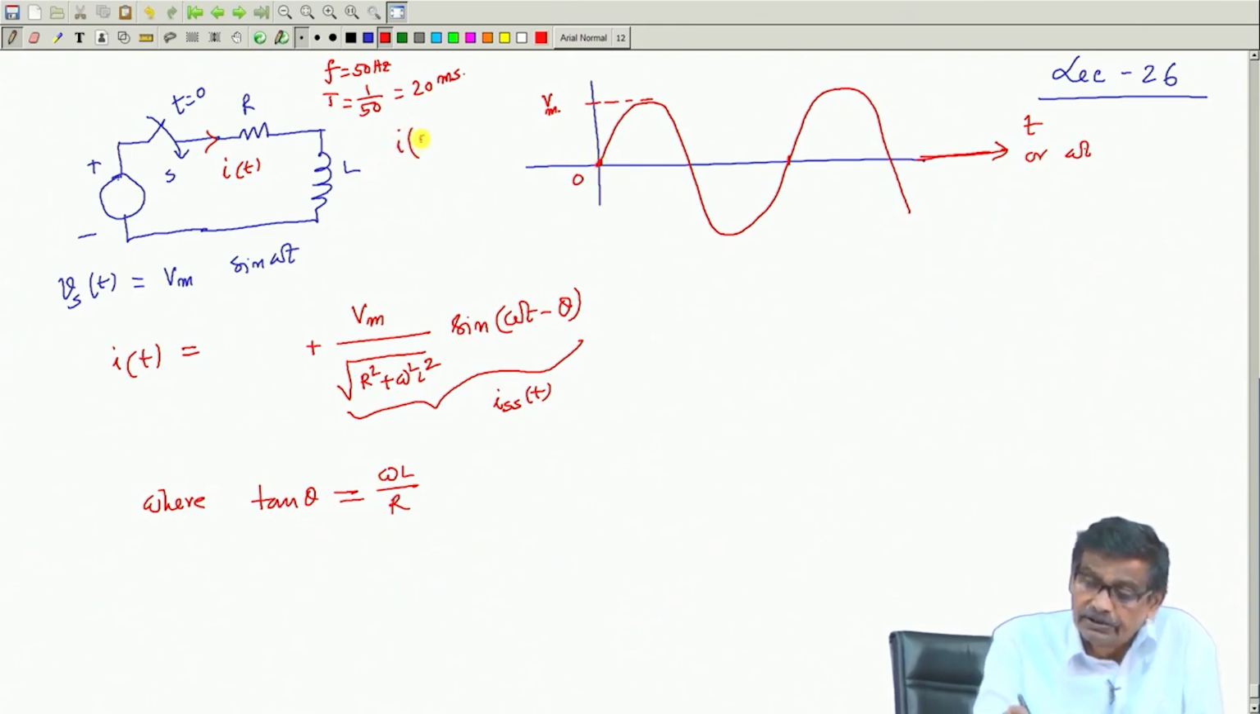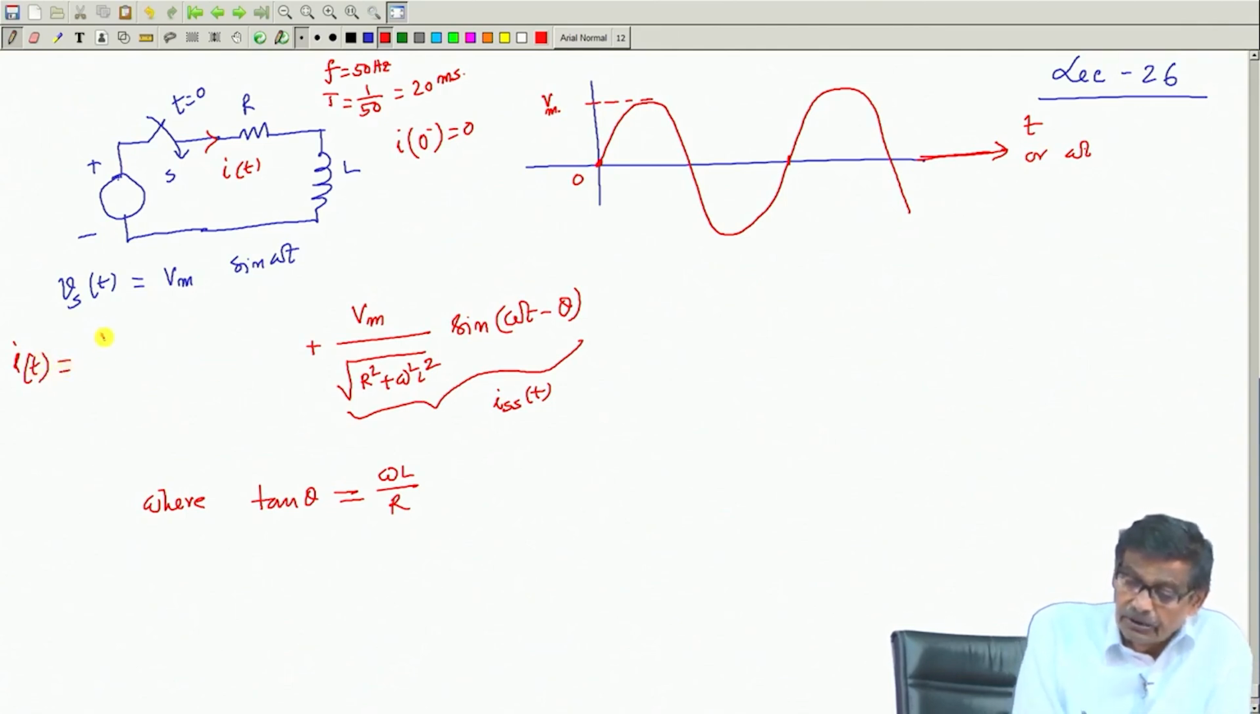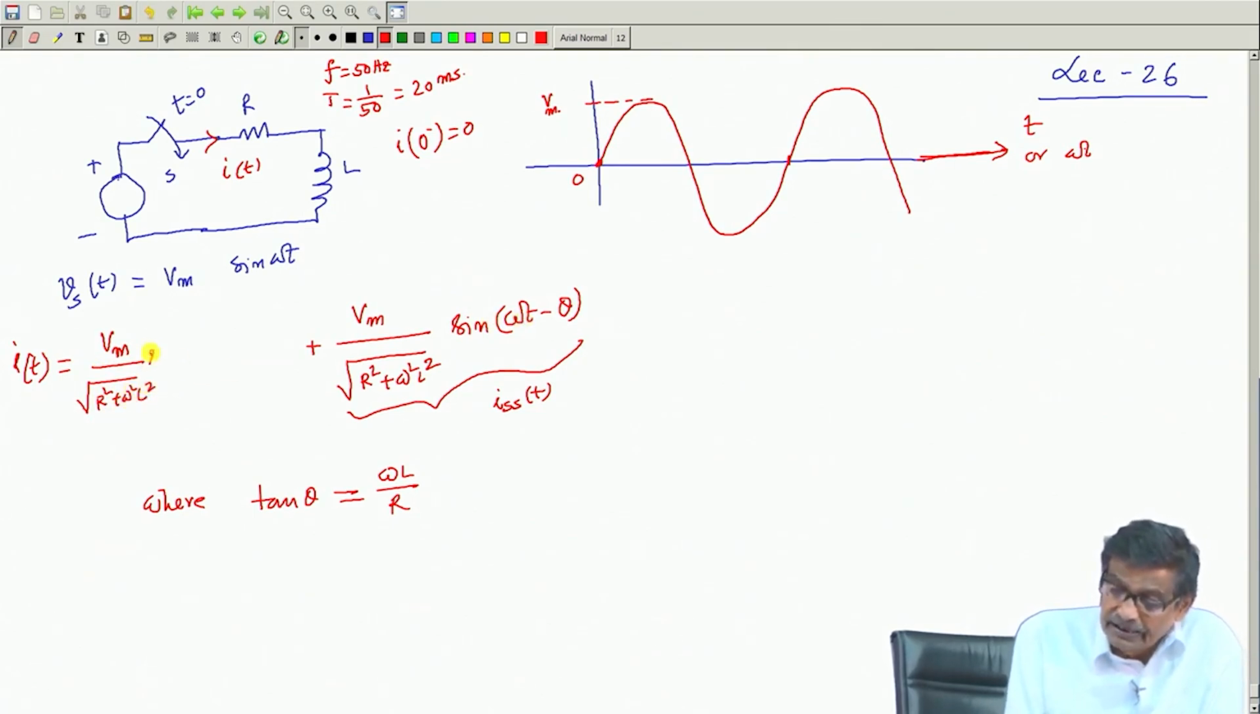the current must start from, suppose I 0 minus was 0. Therefore, current must start from 0. Therefore, at t equal to 0, steady state current will be how much? Steady state current at t equal to 0 will be this much: V m by root over R square plus omega square L square, at t equal to 0, it will be sin of minus theta, is it not?